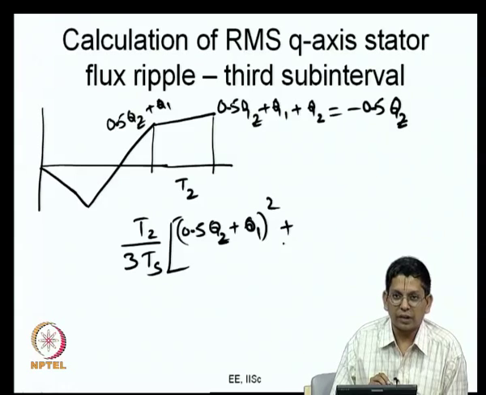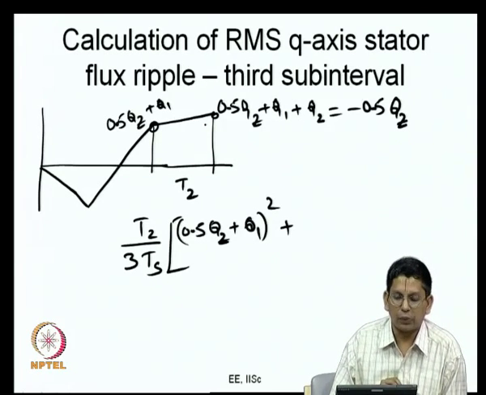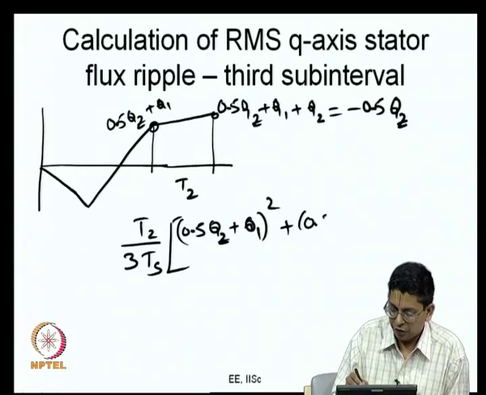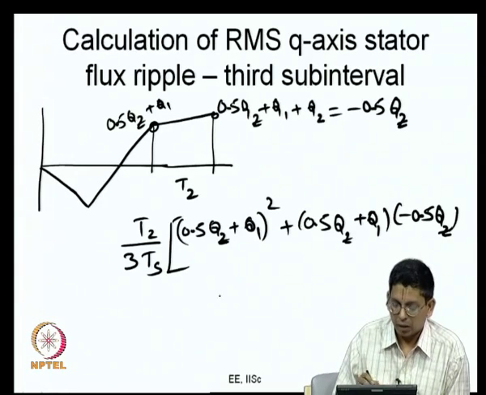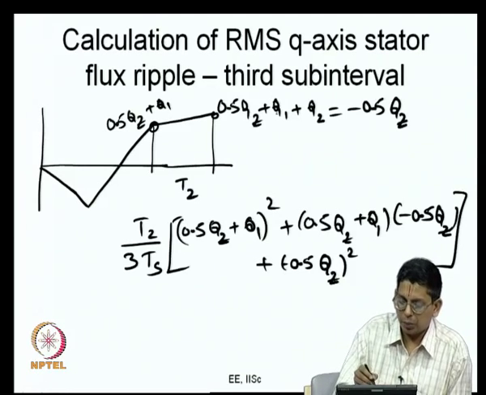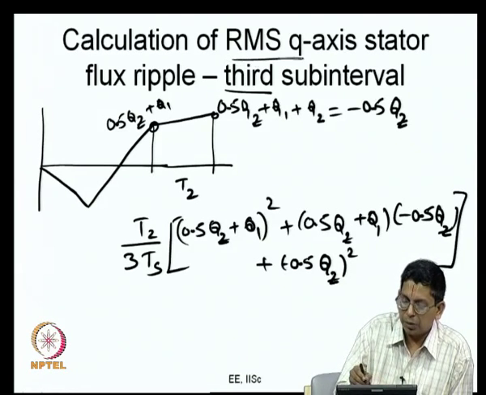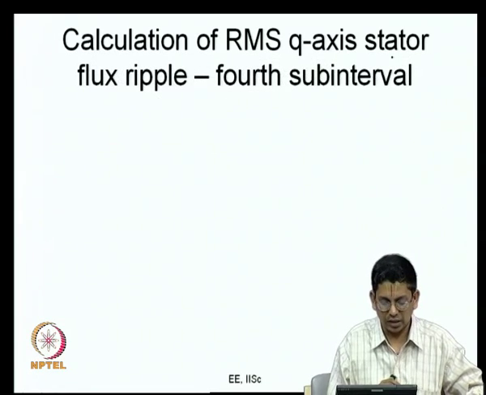area under the parabolic section using these two values now, plus 0.5 qz plus q1. I am going to multiply this by minus 0.5 qz, then plus minus 0.5 qz the whole squared. This is going to be the contribution of the third subinterval to the mean square q axis stator-flux ripple. Now, how about the last subinterval?